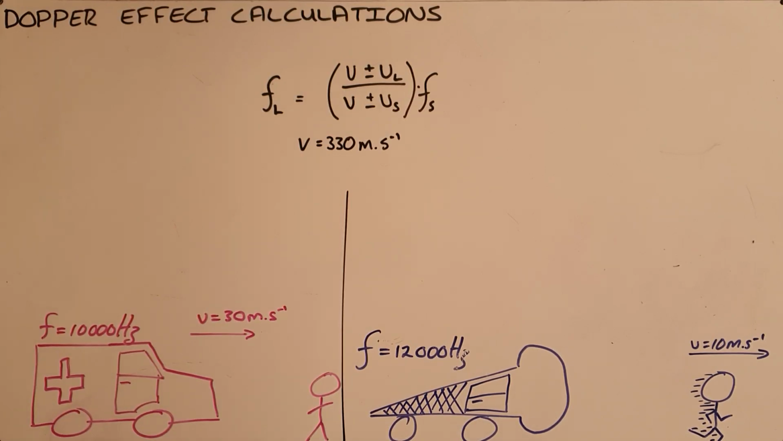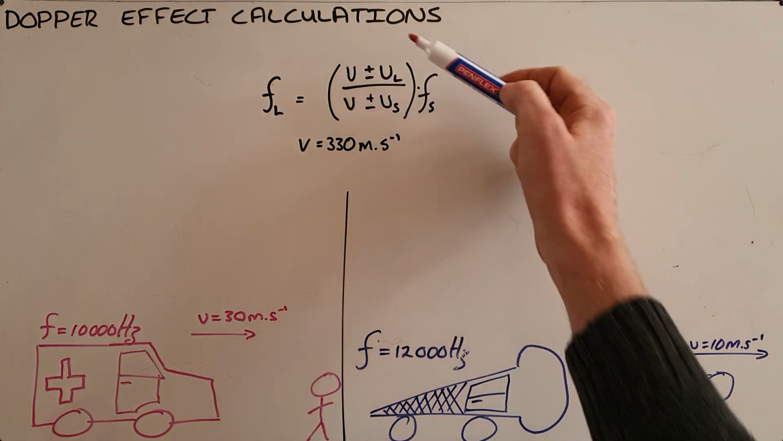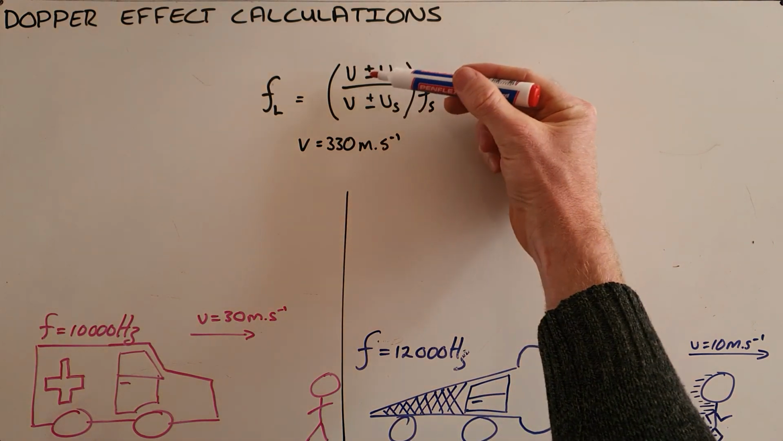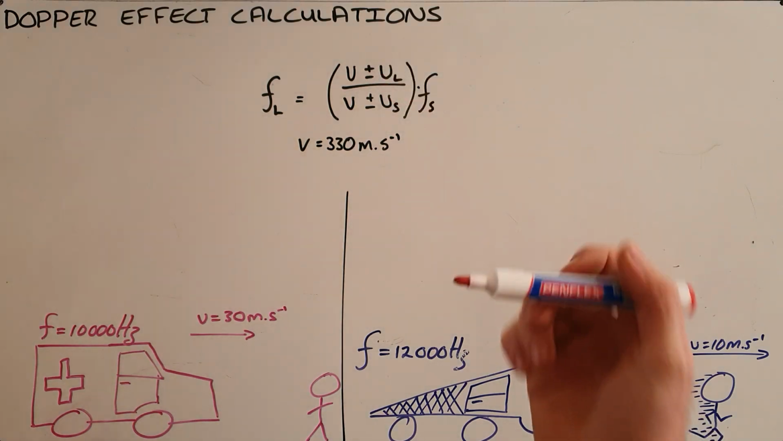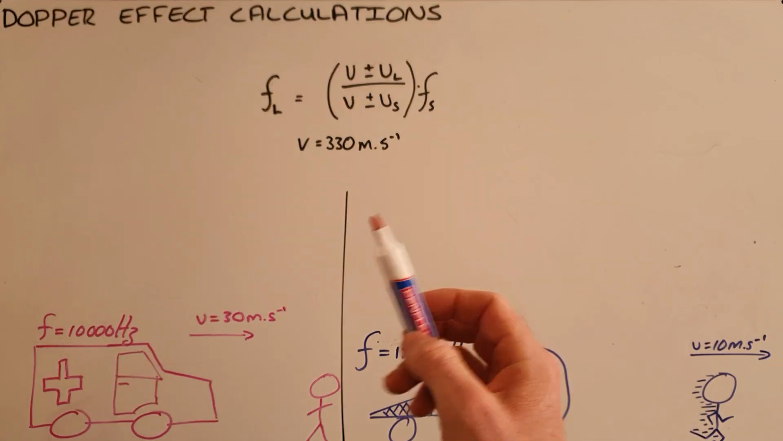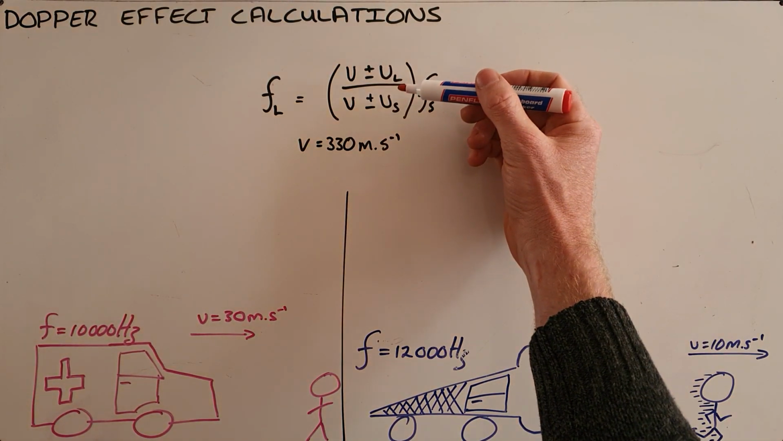The Doppler effect equation allows us to calculate the observed frequency when we know the speed of sound in air, as well as the speed of the source or the observer, as well as the emitted frequency. And as you can see, this equation is different in that it gives us options because there's a plus and a minus both in the numerator and the denominator of this equation.